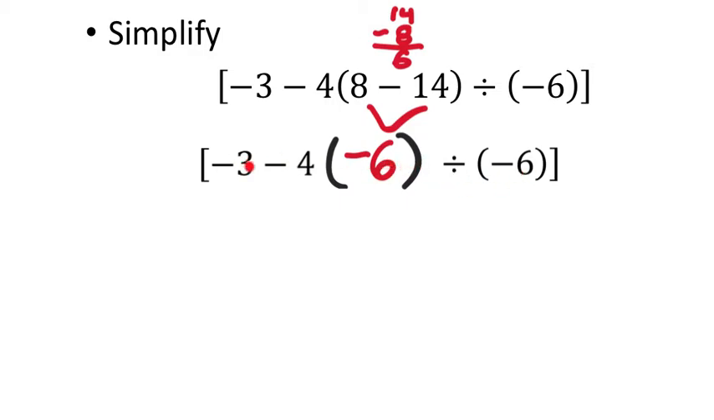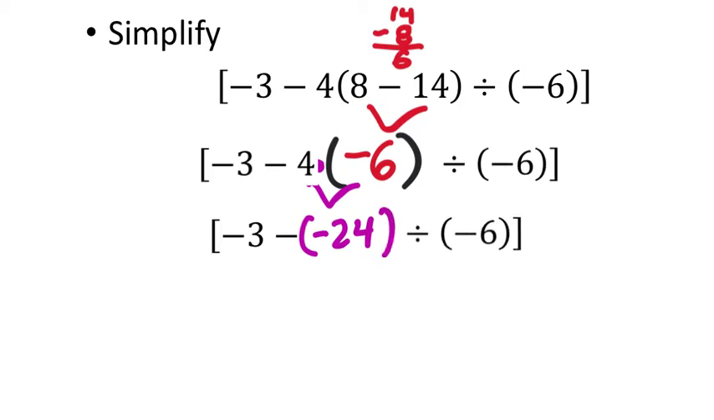Next, inside this bracketed set of parentheses, because we've simplified both sets of parentheses, there's no exponents. So now we move to multiplication or division. And there is multiplication between the 4 and negative 6. So that is what I will start with. And I'm not going to worry about the division right now. I'm just going to stick with this multiplication part. 4 times negative 6 would be negative 24. So now I got negative 3 minus negative 24. Since it's minus a negative, I'll put this in parentheses. And I'll now look at the divide by negative 6.